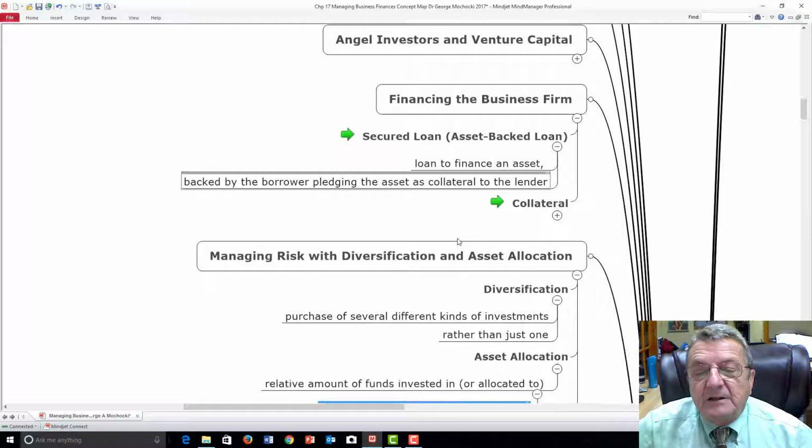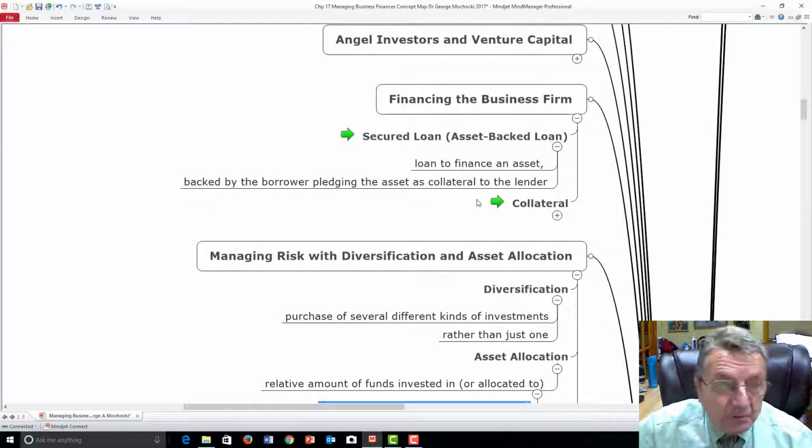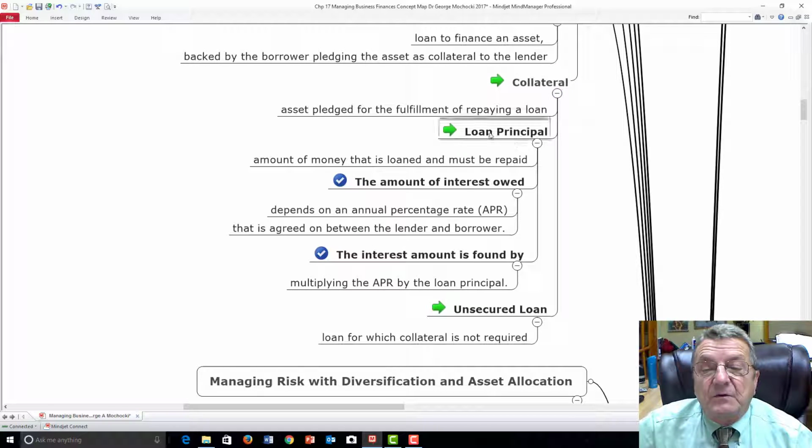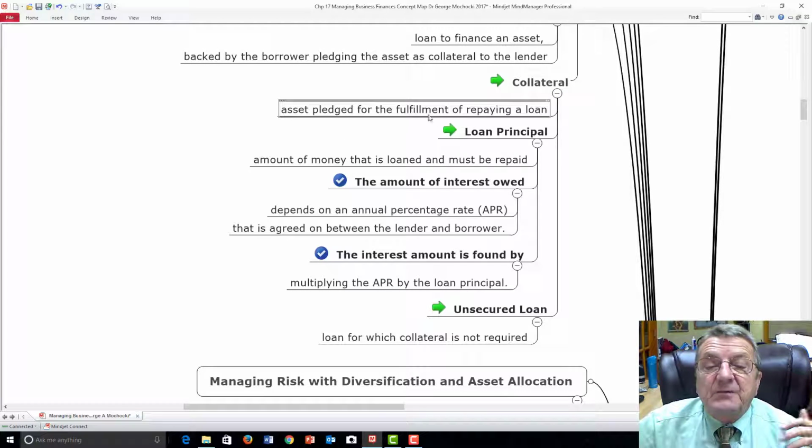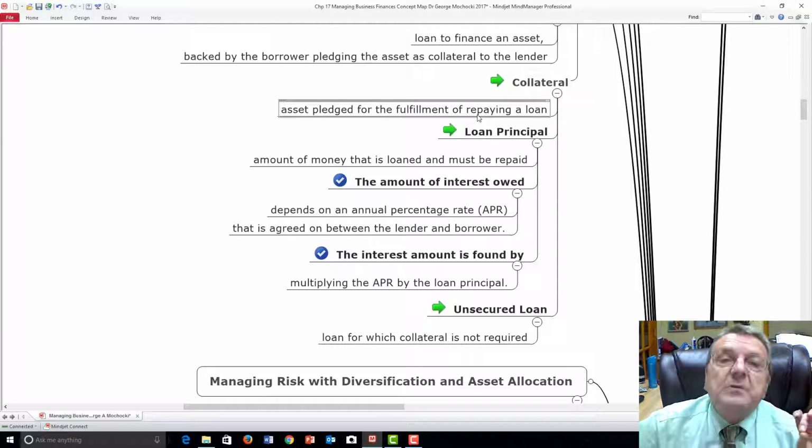Okay, so you've got that loan. Finance: an asset backed by a borrower pledging assets as collateral. You're giving something up as part of the business, part of ownership. Collateral is an asset pledged for fulfillment of repaying a loan. We'll get a little bit more into this when we go into finance. What do you put in for collateral?